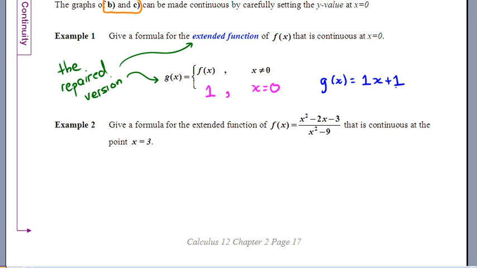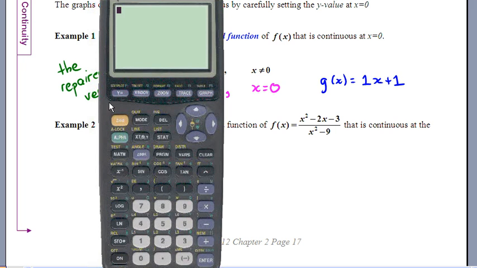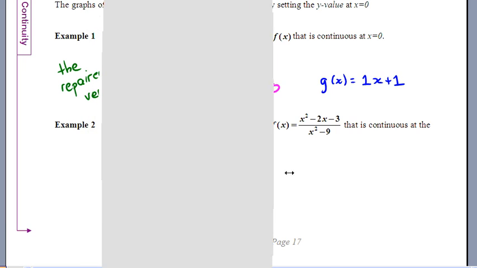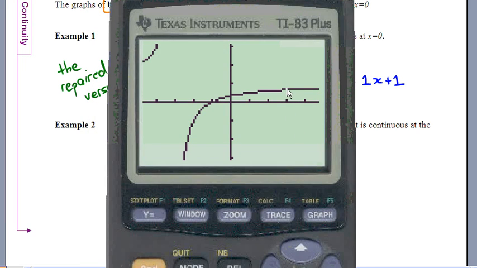Example 2, a little more interesting. Give a formula for the extended function that is continuous at the point x equal to 3. I'm going to graph this one just to see what's going on. Why is this thing having troubles? I'm going to put my numerator in a bracket here, so I've got x squared minus 2x minus 3 divided by x squared minus 9. And I'm going to try zoom 4 right off the start. And they apparently are worried about x equal to 3. It's a little hard to see, but I think this graph does actually have an issue there at x equal to 3. There's just a little missing point.